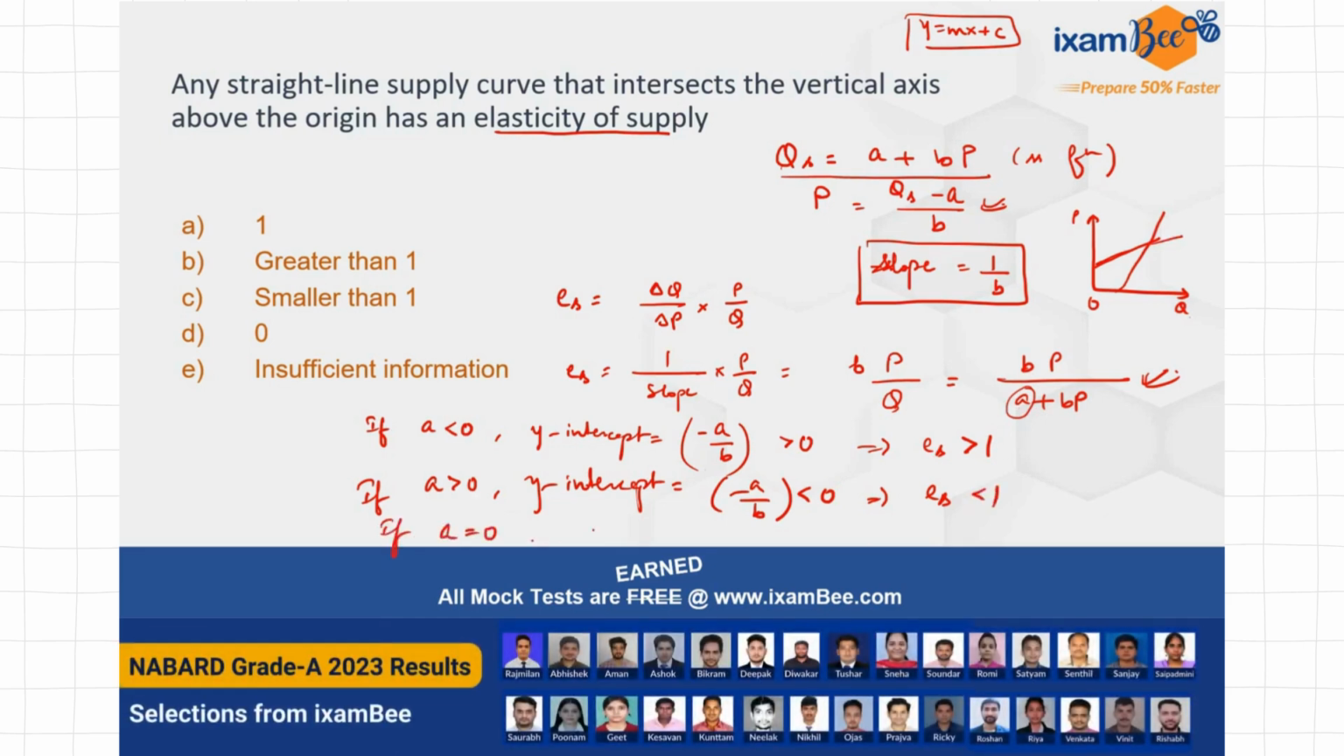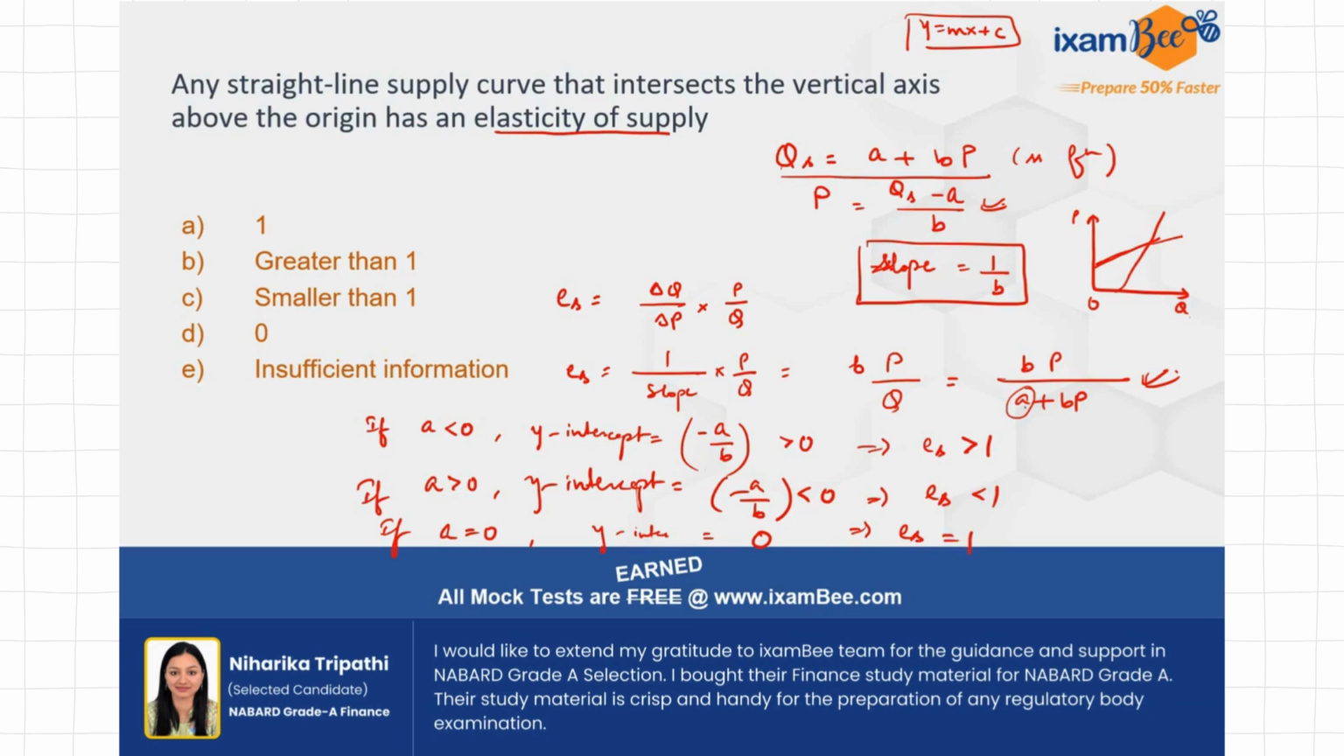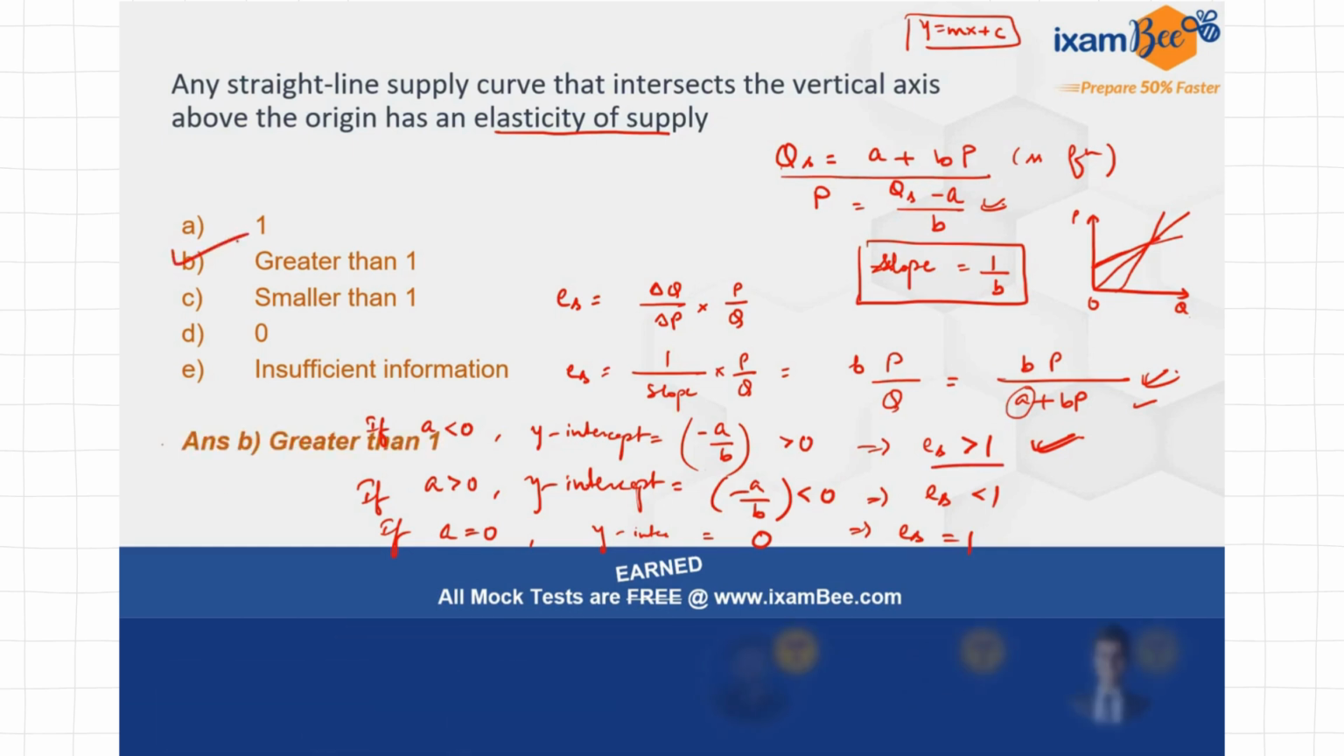Similarly, if A is equal to 0, your y-intercept is also going to be 0, and your elasticity of supply would be equal to 1. Y-intercept being 0 means that your curve is starting from the origin. So we have discussed all these three cases. If the curve intersects the vertical axis, which is the first case, then your elasticity of supply is greater than 1. Hence, the right answer here is answer B.